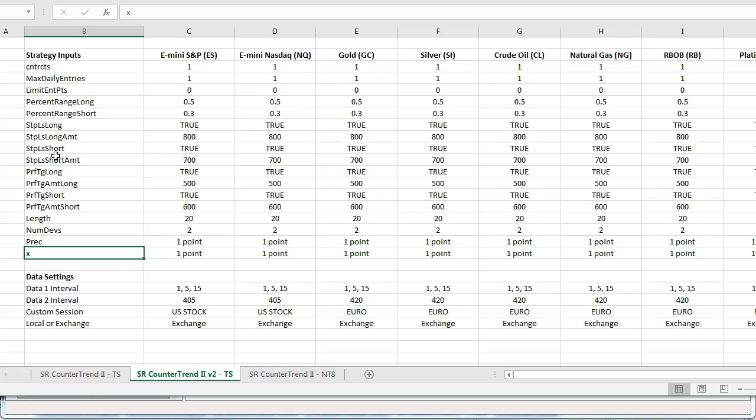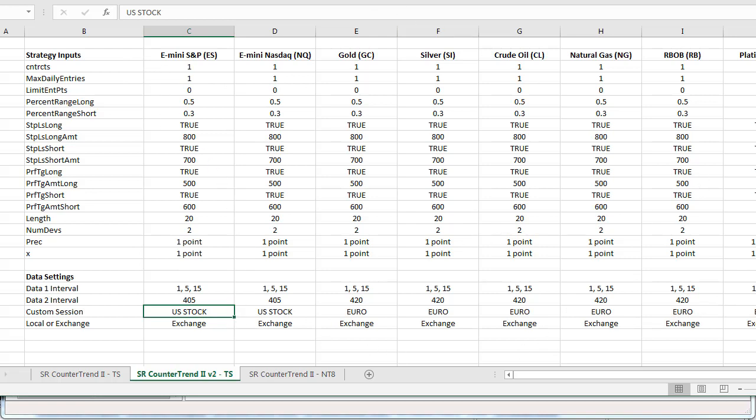And we've removed the time-based inputs because we calculate it based on the session. If you use the US stock session, it looks at the last bar of the day and says, okay, we're going to stop trading and exit at the last bar of the day minus the bar interval. And so it's all automated, so you don't have to deal with different exit times for different sessions.